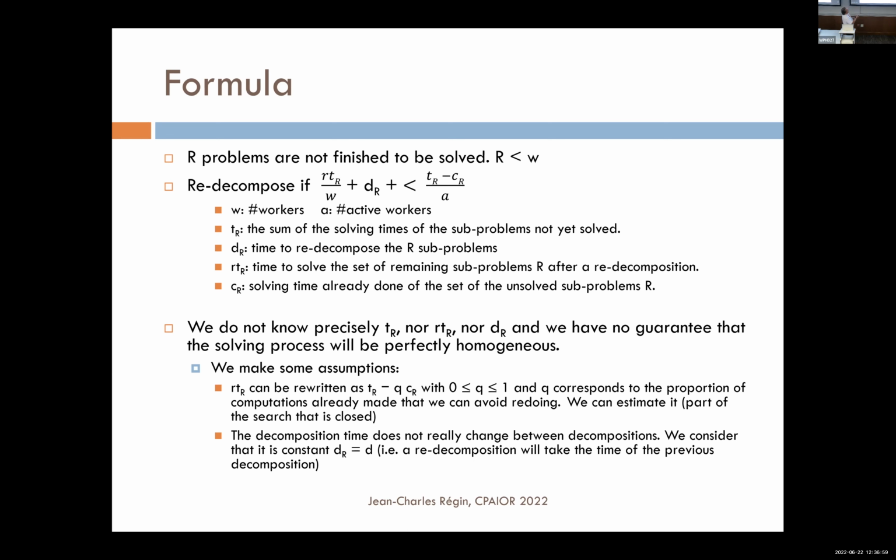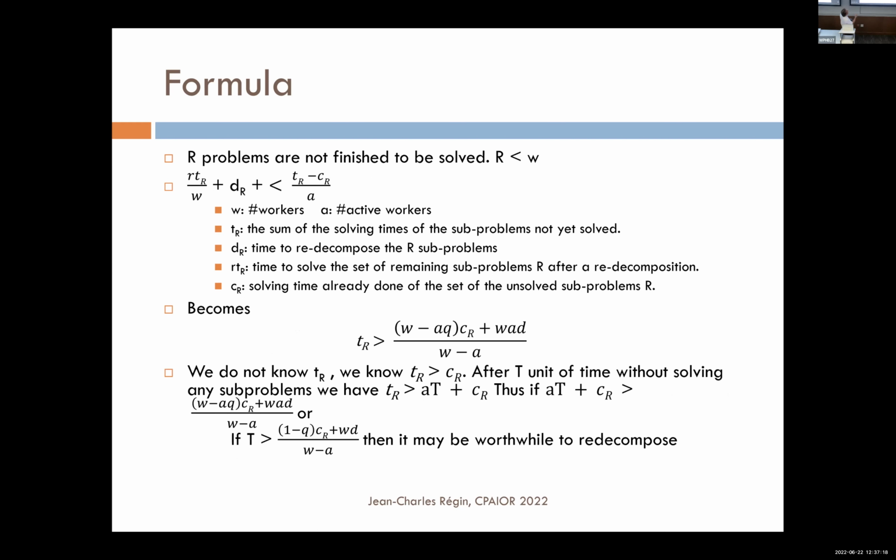And we observe that the decomposition time does not really change between decompositions. So we can consider that this is constant. So this is known now, because this is the only thing that is known here, with A and W. This is the time we have already spent. And so now we link that, so we obtain a new formula which is like that. And the problem is that in this new formula, this is a nice formula, but I don't know TR. So what can I do? I can do something. Imagine now I'm trying to solve my problem, and after T units of time, nothing changed.